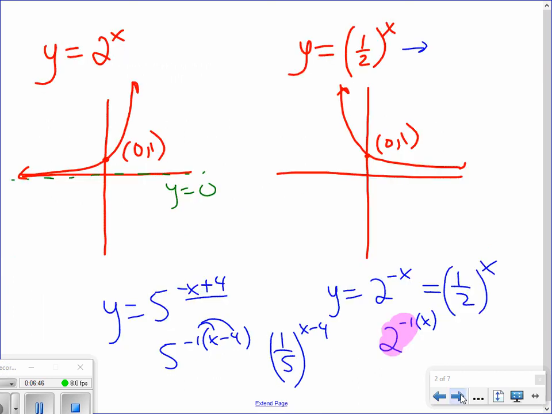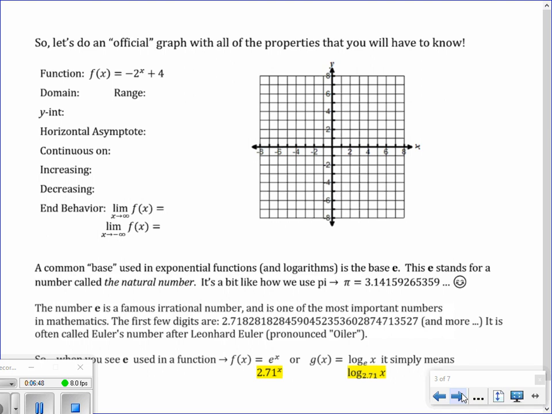All right, so let's see what you're going to have to do on your homework. You have to do all these official things, but that first part was just a little bit of review from Algebra 2. All right, so you have an official graph, negative 2 to the x plus 4. So remember, when you have a negative in front, it reflects you over the x-axis, and then the plus 4 moves you up 4. So you know the asymptote is going to be up here at 4. So there's my asymptote, y equals 4.